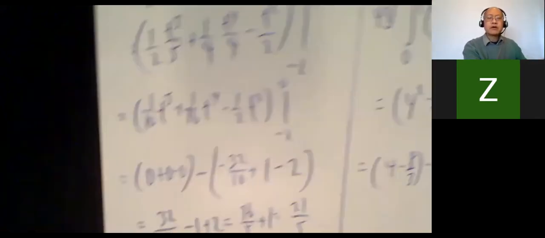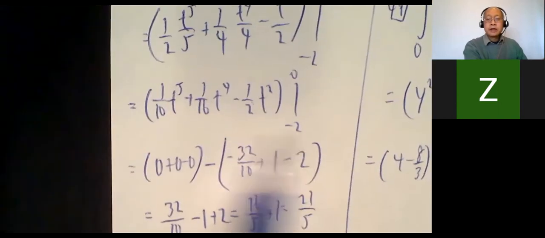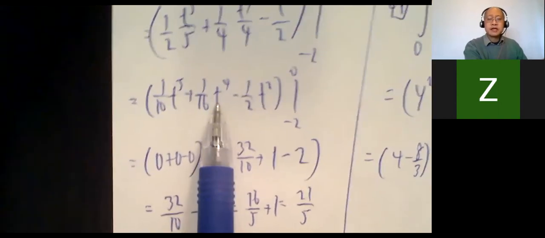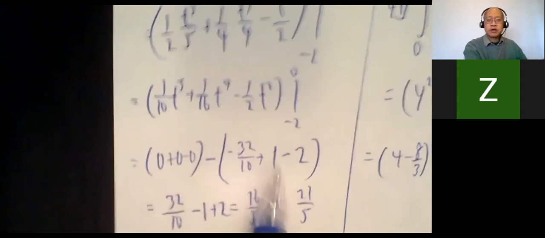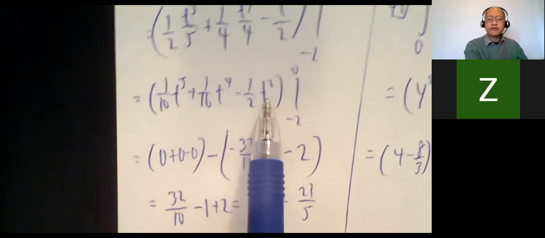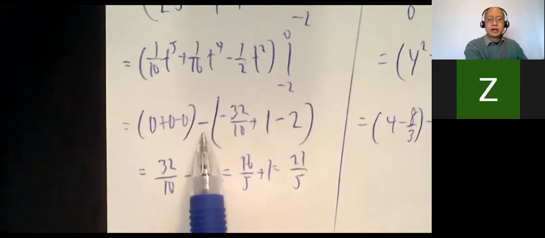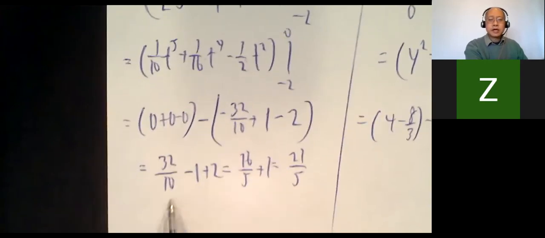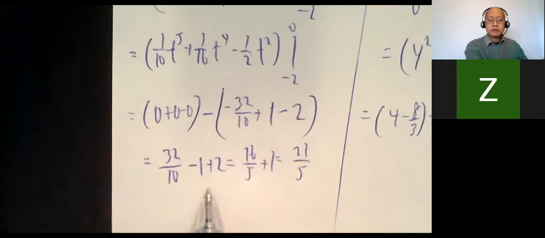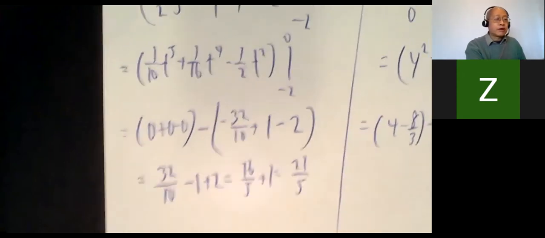Negative two to the fifth power is negative 32 over 10. Negative two to the fourth is 16. 1/16 of 16 is one. And negative two squared is four. Four times negative a half is negative two. So forget all that, that's nothing, right? Distribute the minus sign. So positive 32 over 10 minus one plus two, that reduces to 16 over five plus one, 21 over five.